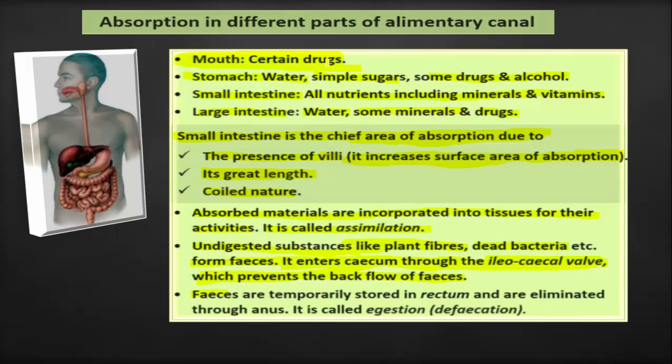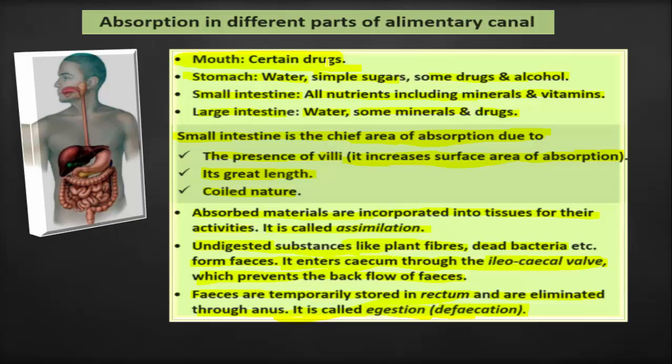Then feces are temporarily stored in the rectum and are eliminated through the anus. This is called egestion or defecation. The removal of undigested food from the body through the anus is called defecation. Temporarily that undigested food, which is called feces, is stored in the rectum, and finally that feces is removed through the anus through the process called defecation.